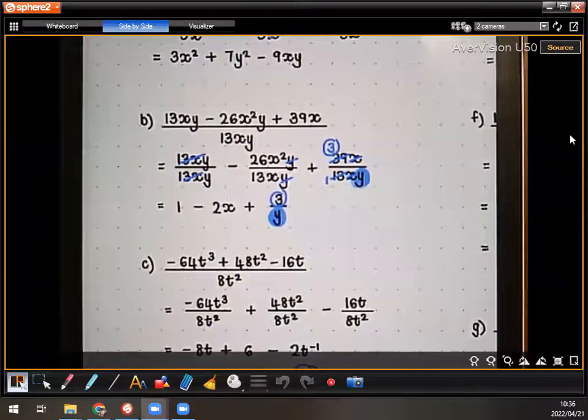So that's the same thing, right? We take each term over 13 plus. Okay, we all know how to do that by now, I think. So then you need to simplify each term separately.